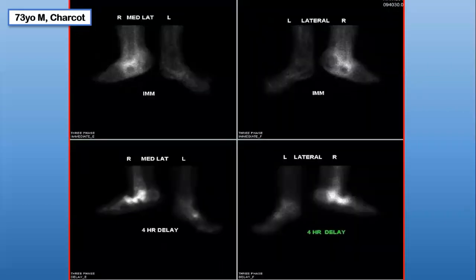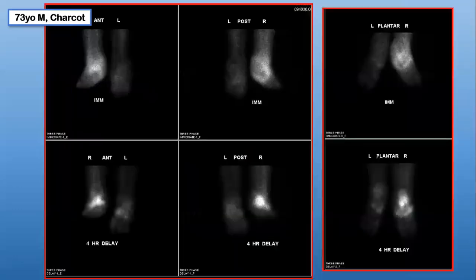And then here's our delayed scan, our triphasic scan, showing the immediate, the stage 2 and 3, and then the delayed, so the 4-hour delayed. That allows us to see how much involvement is soft tissue versus a bone infection, which obviously would keep that uptake in the longer periods, versus Charcot, which does not keep that uptake.